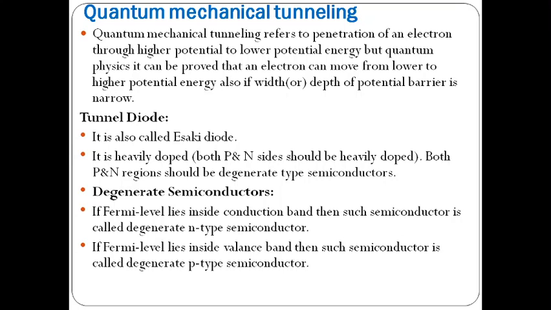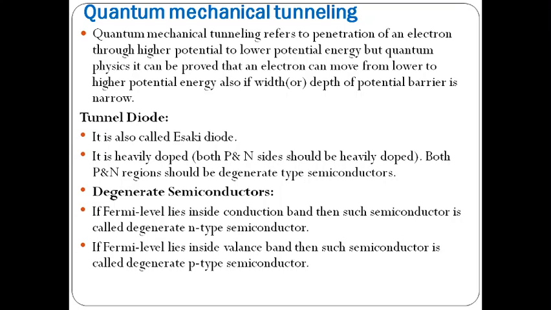Quantum mechanical tunneling refers to the penetration of an electron through a higher potential to a lower potential energy. But in quantum physics, it can be proved that an electron can move from lower to higher potential energy, also if the width or depth of the potential barrier is narrow. This tunnel diode works based on this tunneling effect.